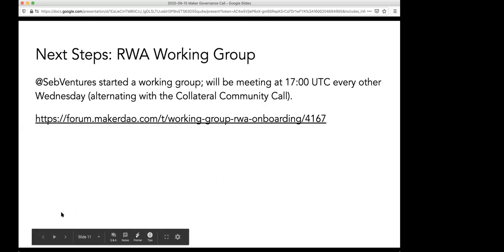Taking these differences all together will ultimately result in this MIP that will outline exactly how this asset should be onboarded and what risk parameters will be proposed. And as Sebastian mentioned, I'm proposing that we meet every other Wednesday at the same time we're meeting now, alternating with the Collateral community call that we've been doing, and discuss these points.